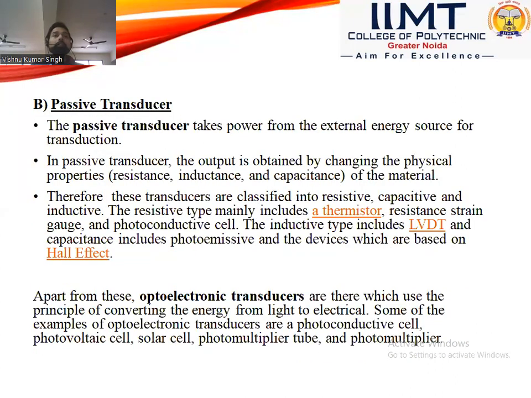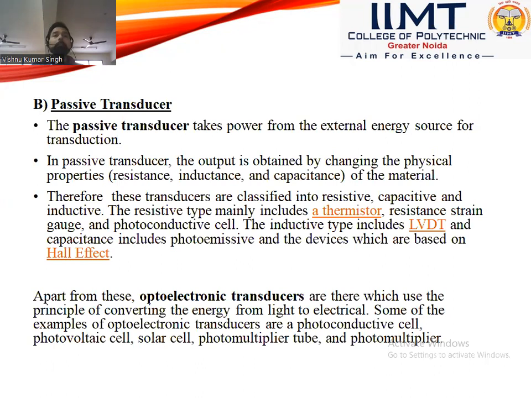Then what exactly are passive transducers? The passive transducers take power from an external energy source for transduction. In a passive transducer, the output is obtained by changing the physical properties of the material. The physical properties could be resistance, inductance, or capacitance. Therefore, these transducers are classified into resistive, capacitive, and inductive.